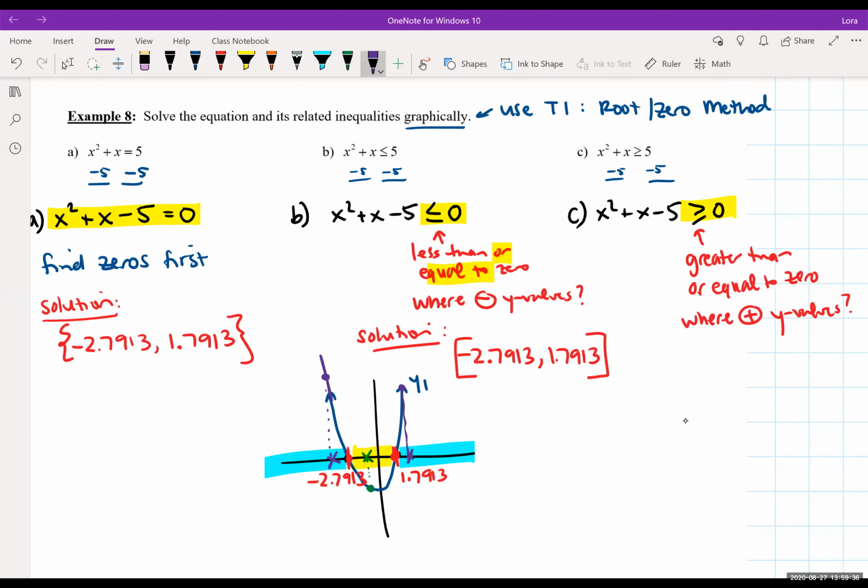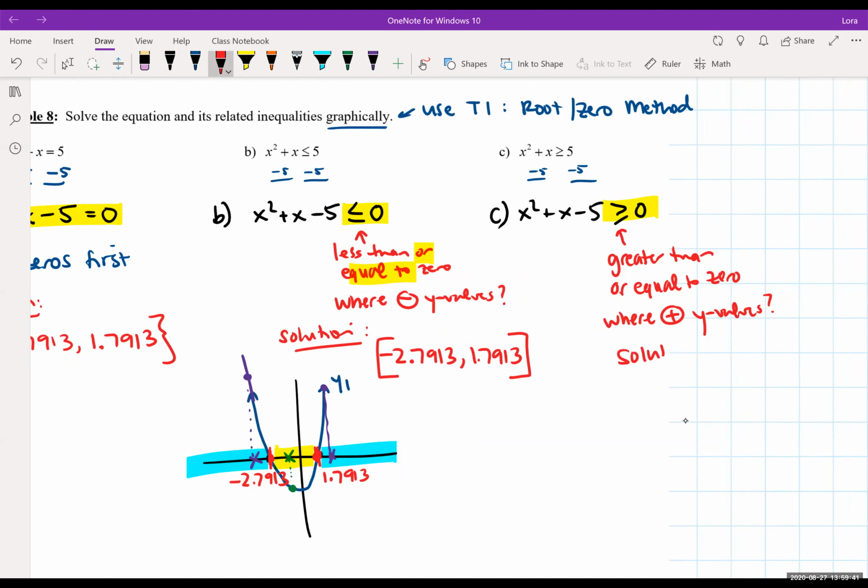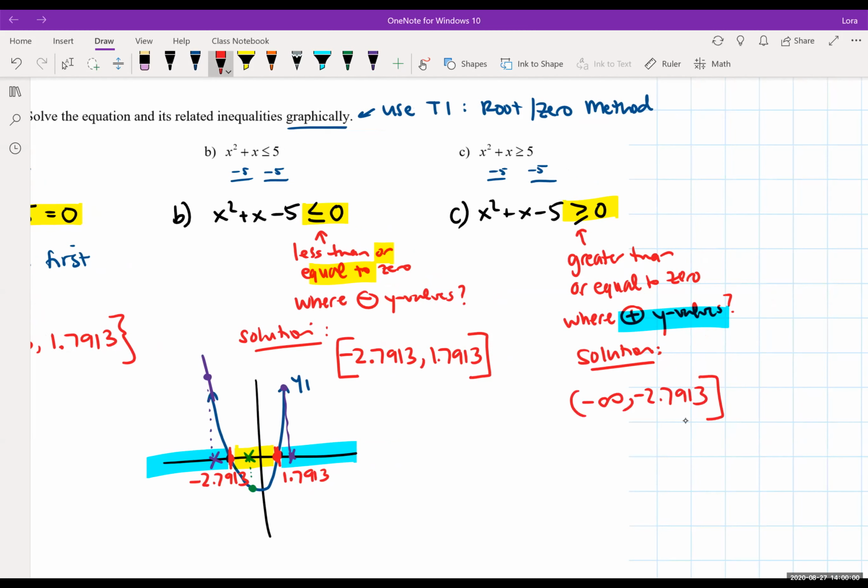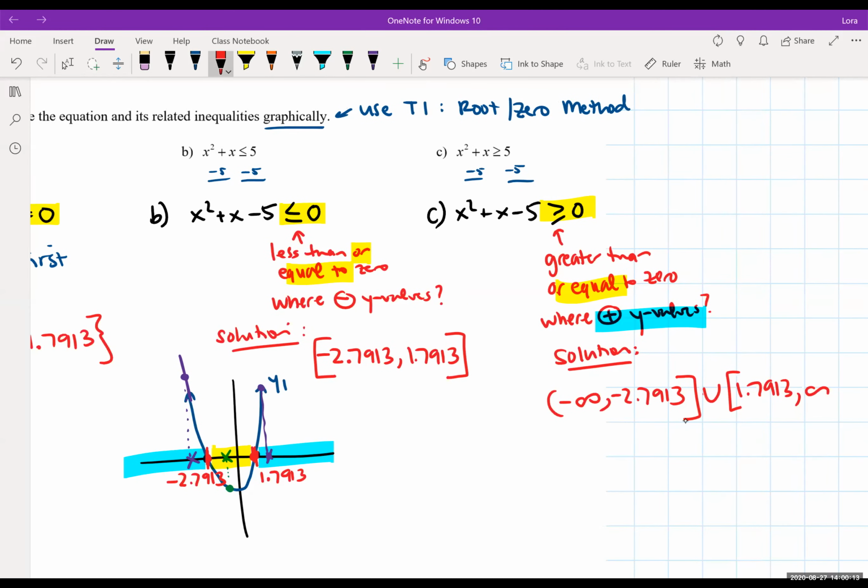So if we're going to address this for our solution for part C, we're going to describe the region before the negative 2.7913. So we're going to go from negative infinity to negative 2.7913. I'm going to use a bracket based on the greater than or equal to. We write union, start up again at 1.7913, all the way out to infinity.